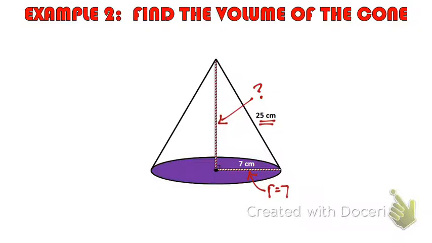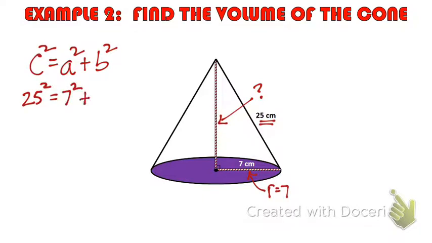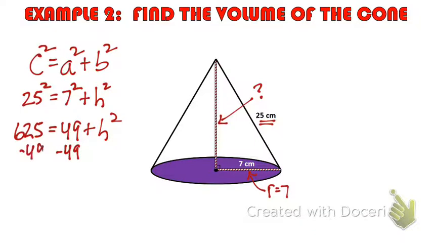In order for us to find the height, we're going to use the Pythagorean theorem. So we have c squared equals a squared plus b squared. Our longest side, or the side across from the right angle, is 25. That's our hypotenuse. So 25 squared equals 7 squared plus, I'm going to use h for my variable since we're finding the height. So that'll be 625 equals 49 plus h squared. And we subtract 49 from each side.